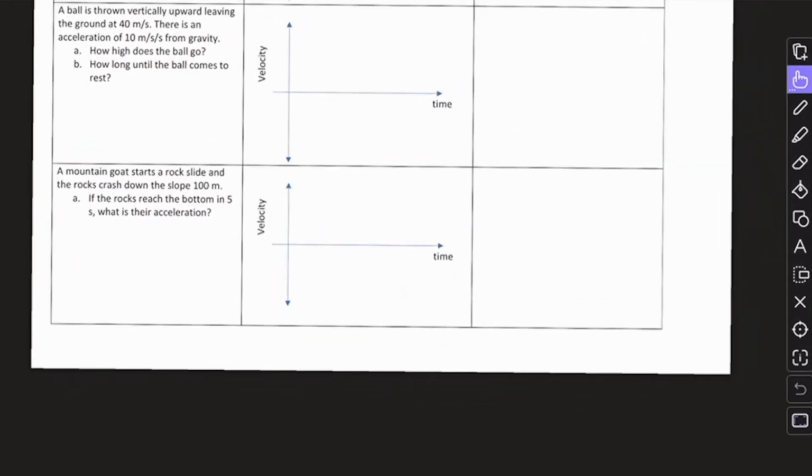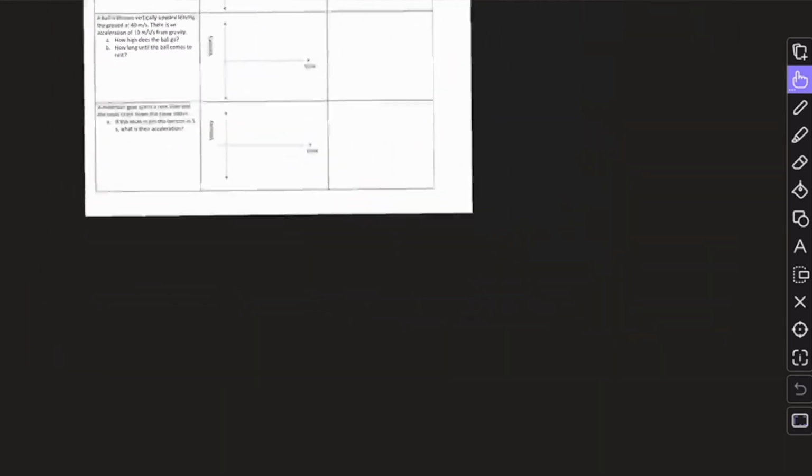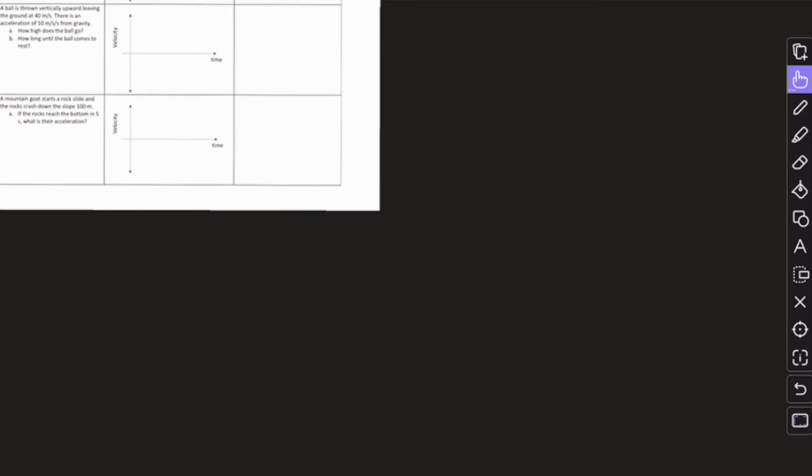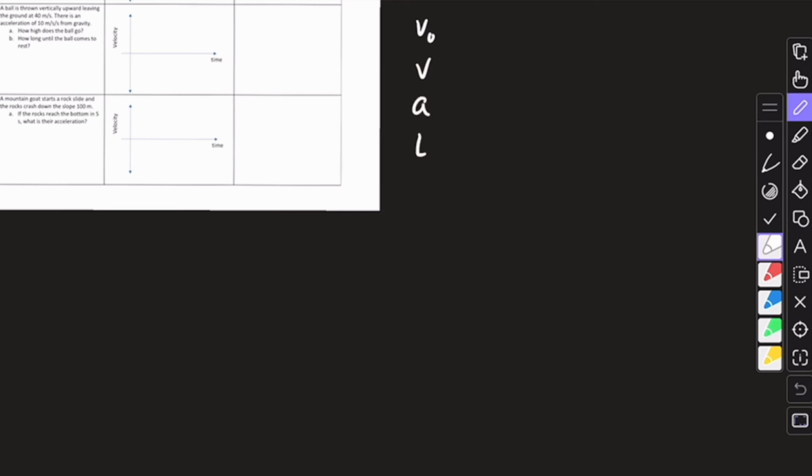So, it says a ball is thrown upward, leaving the ground at 40 meters per second. There's an acceleration of 10 meters per second squared from gravity. How high does the ball go, and how long till the ball comes to rest? So, you throw the ball upwards at 40 meters per second. Let's begin to construct a resource of the information provided.